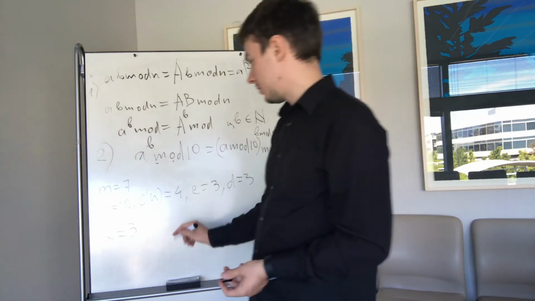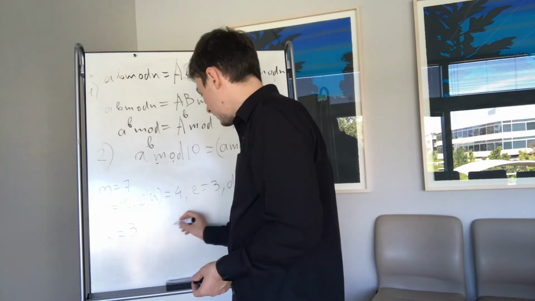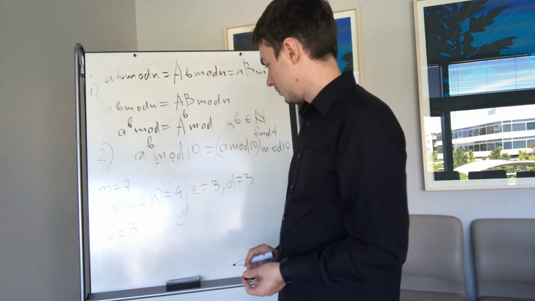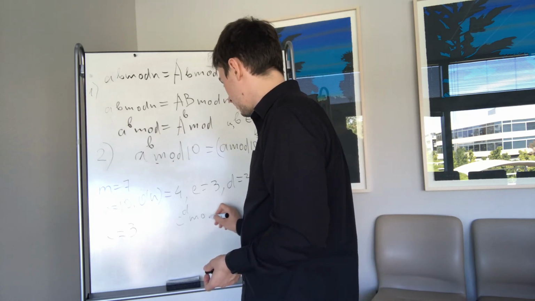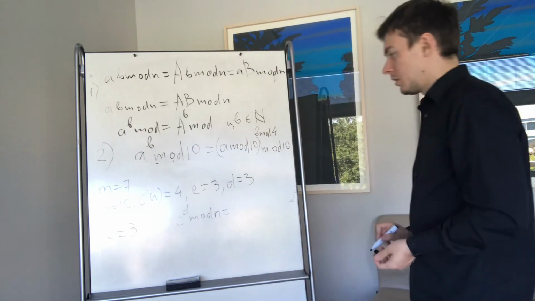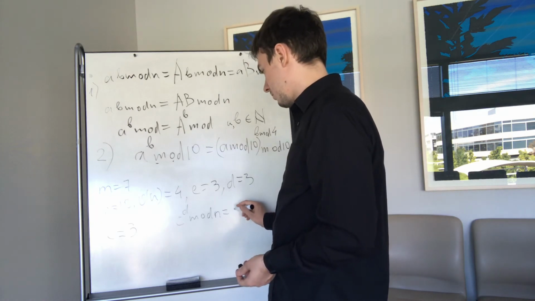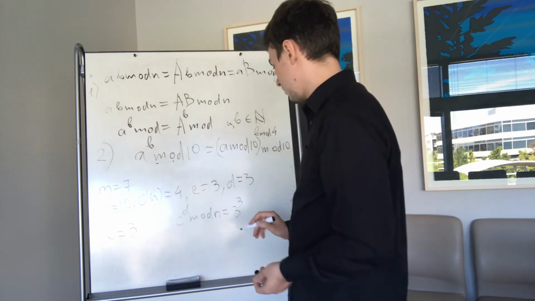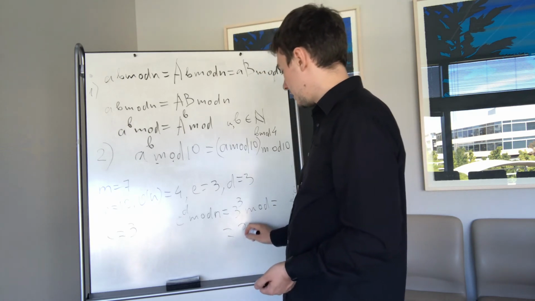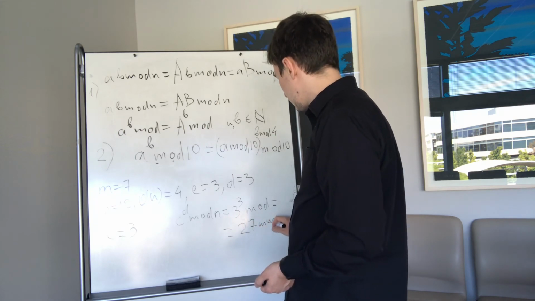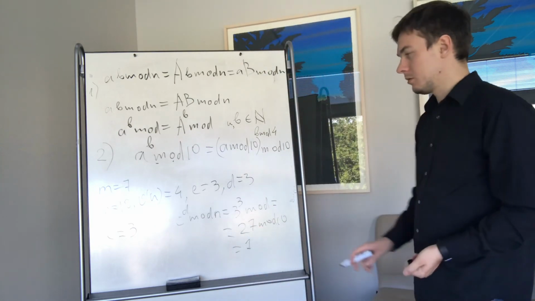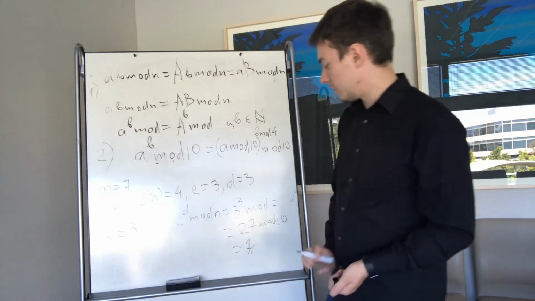So let's decrypt this cipher: C power D mod N. Three power 3 mod 10. 3 power 3 is 27. Mod 10 is 7. So we decrypted the cipher, and we know that our initial message was 7.